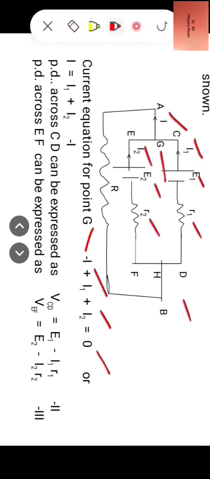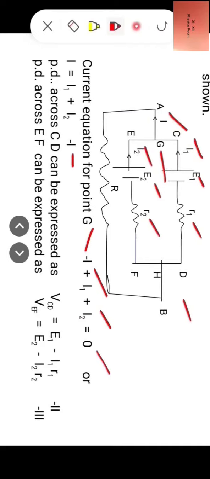Using sign conventions and Kirchhoff's current law for point G, we write minus I because I is moving out from point G. We write plus I1 because I1 is entering point G, and plus I2 because I2 is entering point G. So I is equal to I1 plus I2. Let us mark it as equation 1.